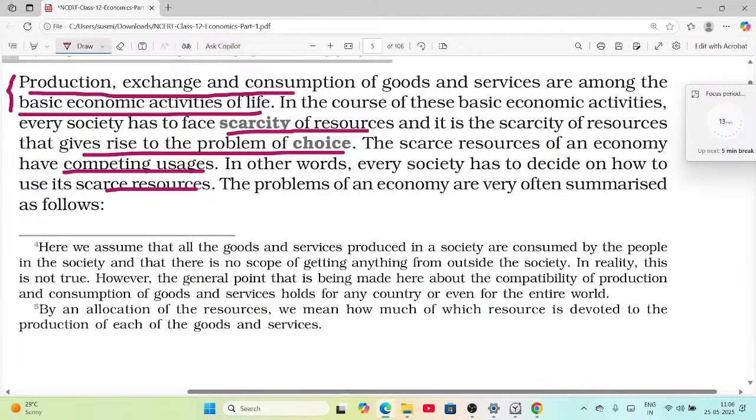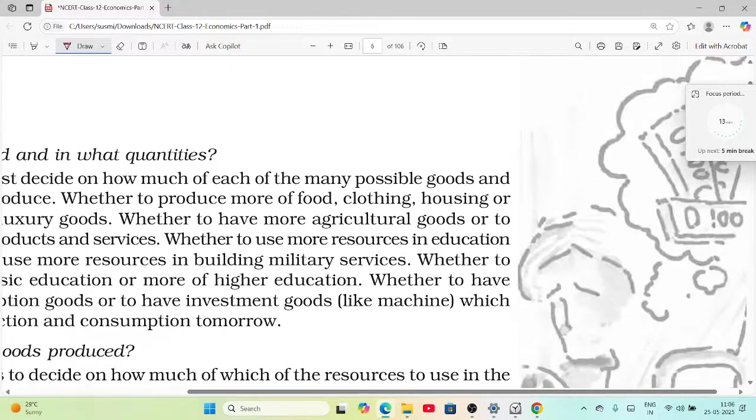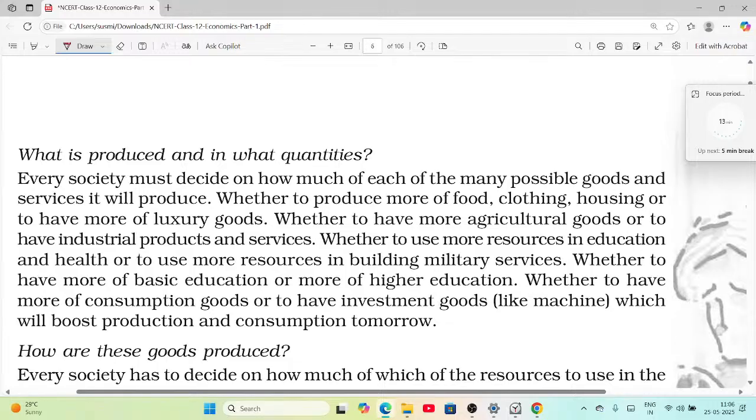The problems of an economy are summarized as follows. First of all, let's complete this, okay? What is produced and in what quantities it is produced.